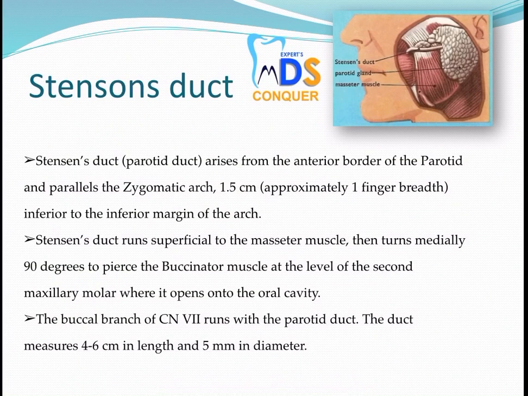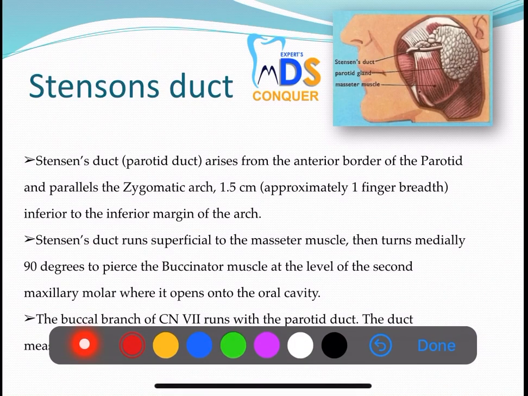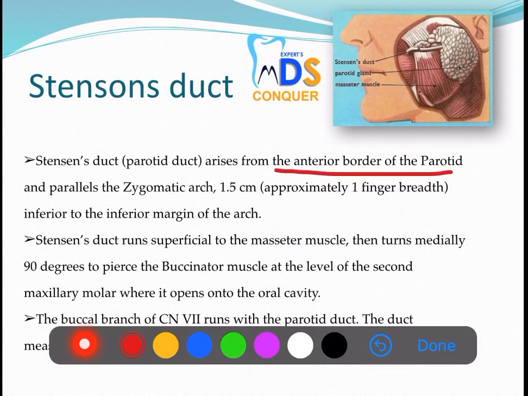So every salivary gland has its own duct, so if you can mention the duct and its important characteristics, that will again be useful. So Stenson's duct is for the parotid gland. The course of the duct, if you write it, is also useful. For example, this arises from the anterior border of the parotid and runs parallel to the zygomatic arch, approximately 1.5 centimeters, that is approximately 1 finger breadth, inferior to the inferior margin of the arch. Okay, it runs parallel like that.